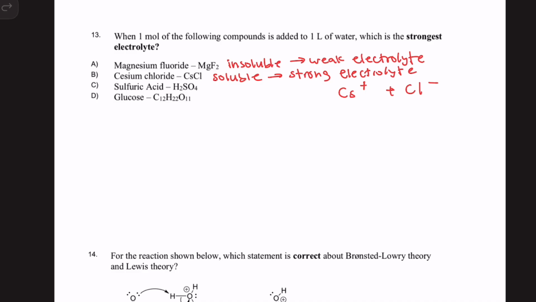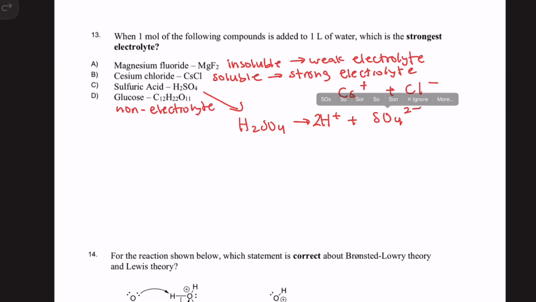All right, sulfuric acid. This is also soluble, and this is a strong acid. So what is it going to dissociate into? It's going to be H plus and SO4 2 minus, but in order to balance this, we need to add a 2 in front of the hydrogen. And then lastly, for glucose, this is a non-electrolyte. This is pretty self-explanatory. It's not really made up of any ions, so it's a non-electrolyte.